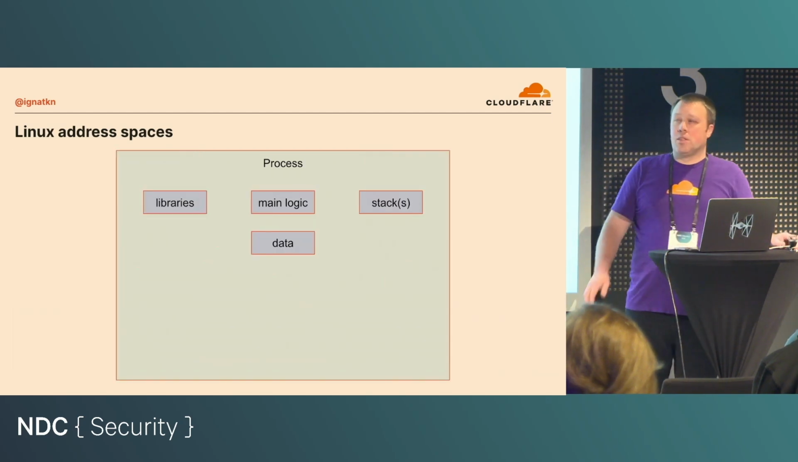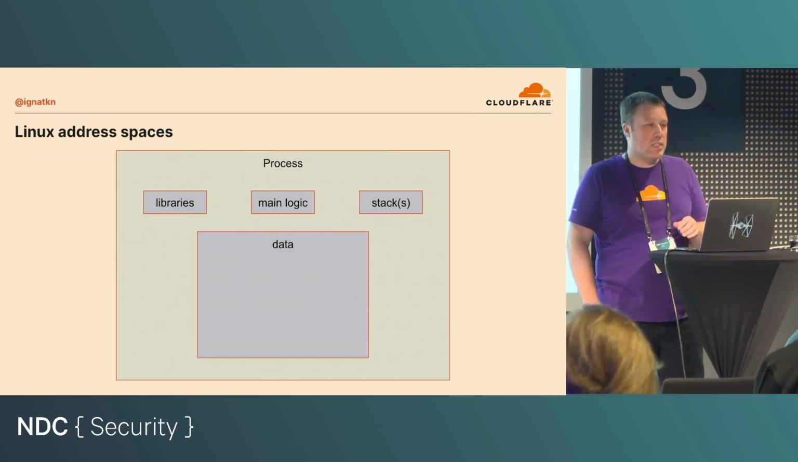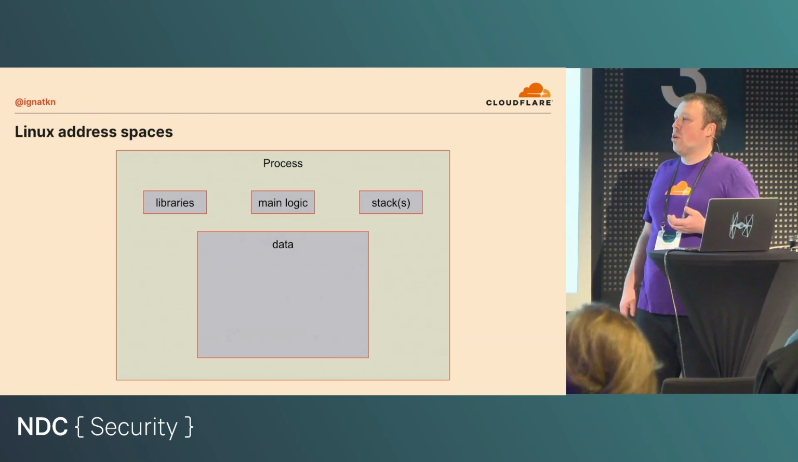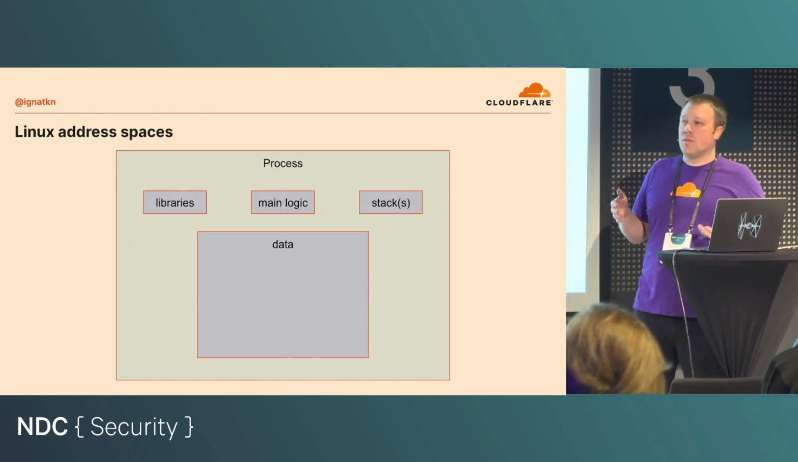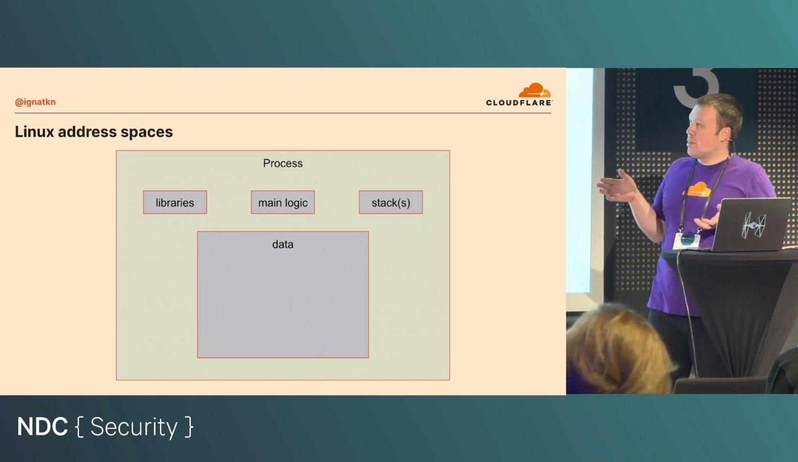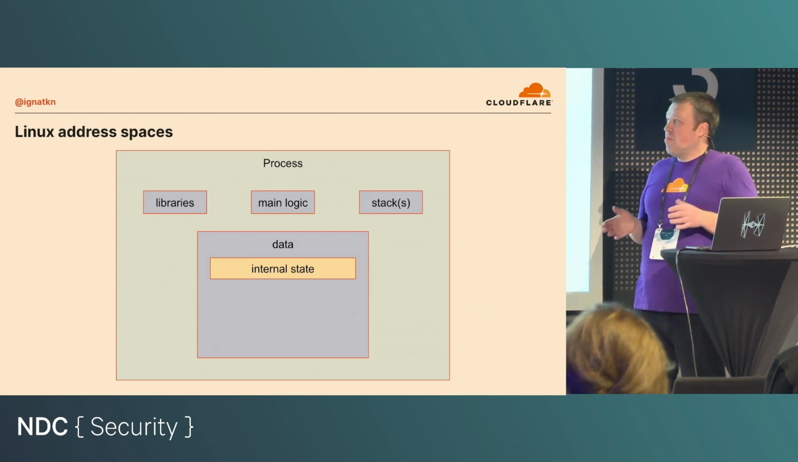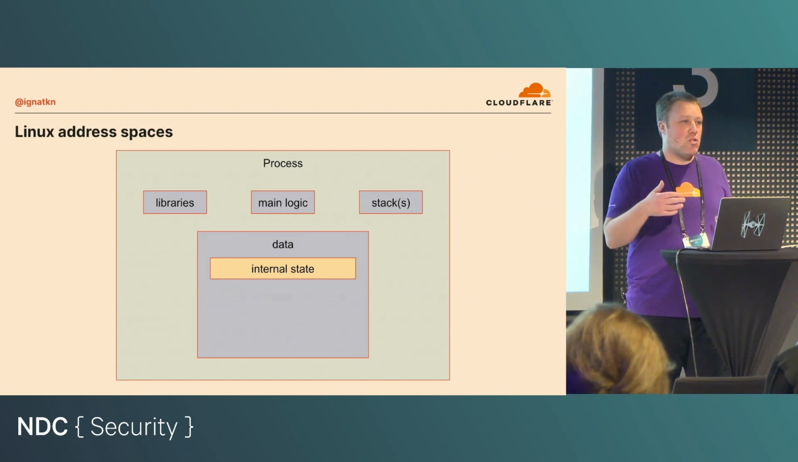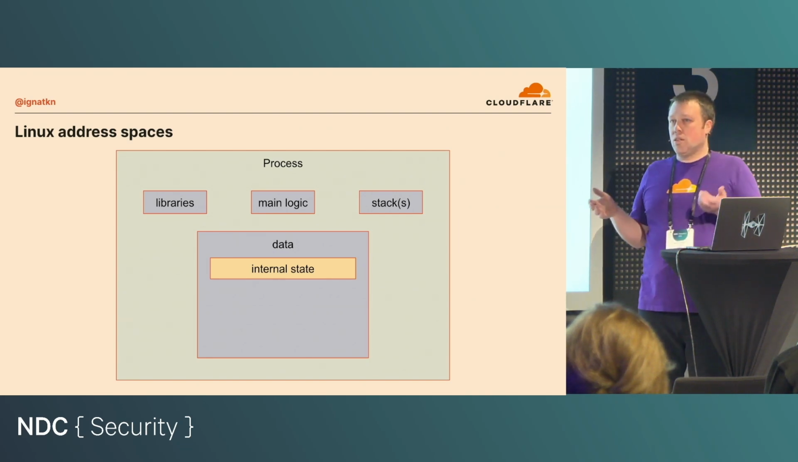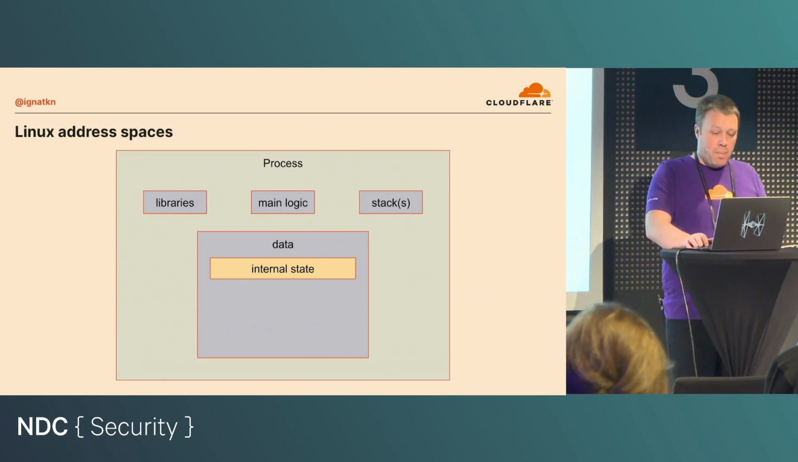But why is it important? Let's zoom in a little bit into the process. What could we store in its data section? It may be several sections, but what kind of data can be there, right? It can be internal state: you write your code, you store some data structures, temporary computations, and they're stored in the process address space.